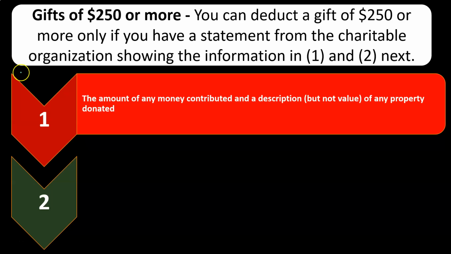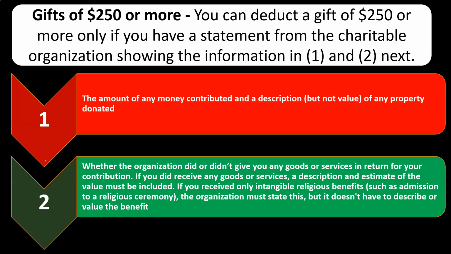So 1, the amount of any money contributed and a description, but not the value, of any property donated. Obviously if you gave them money, it's pretty straightforward what you gave them, and the value of the money is the money. But if you give them property, they may provide you something telling you what the property was that was given to them, but they may not be required to value the property, because that would be more difficult and something a charitable organization may not have the capacity to do.